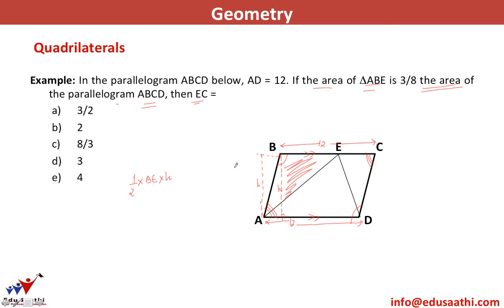Note that the height of both the triangle and the parallelogram would be the same. This area is 3/8 the area of the parallelogram. Area of parallelogram is given by base into height. So if you look here, H will get cancelled out. I can just cancel it out with 4. 4 into 3, the value of BE comes out to be 9 units. So BC is 12, I'm left with 3. So EC is 3 units.